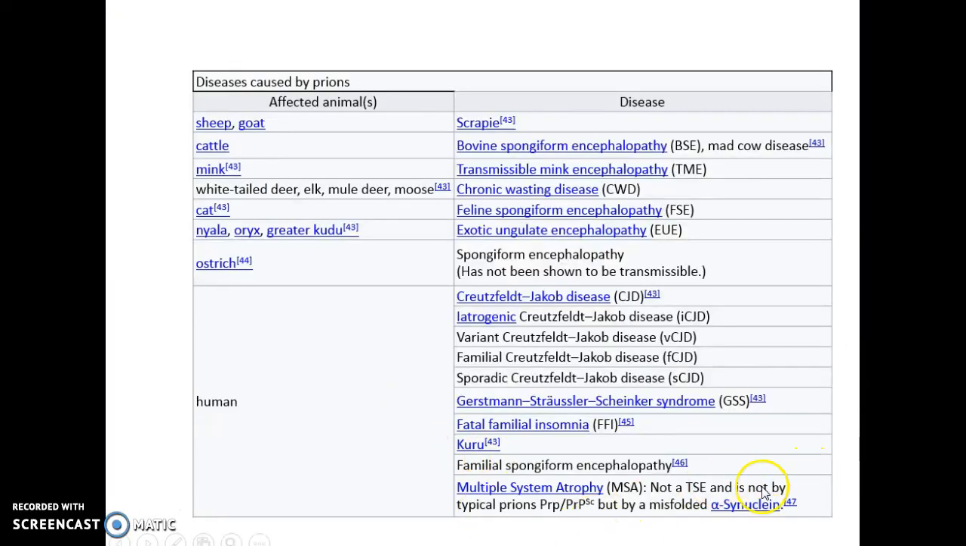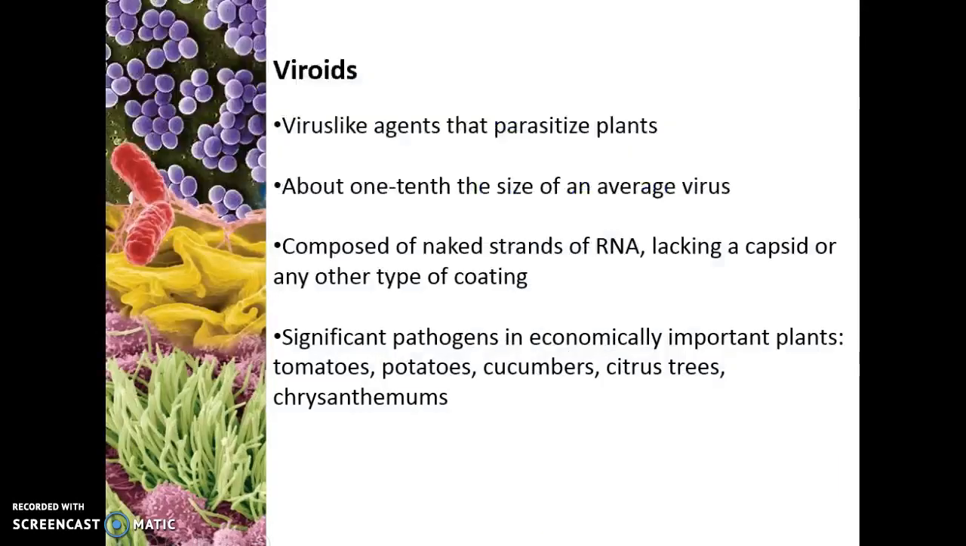So, that is prions. Very interesting, but very difficult to understand. All right, the last one is viroids. Viroids are virus-like agents. So you've got the V and the V, virus and viroids, but viroids are only infectious to plants. So they parasitize plants. They are much smaller than viruses, and it's interesting because they simply contain a strand of RNA. They don't have the capsid coat. They don't have any other type of coating, no protein, just the RNA.